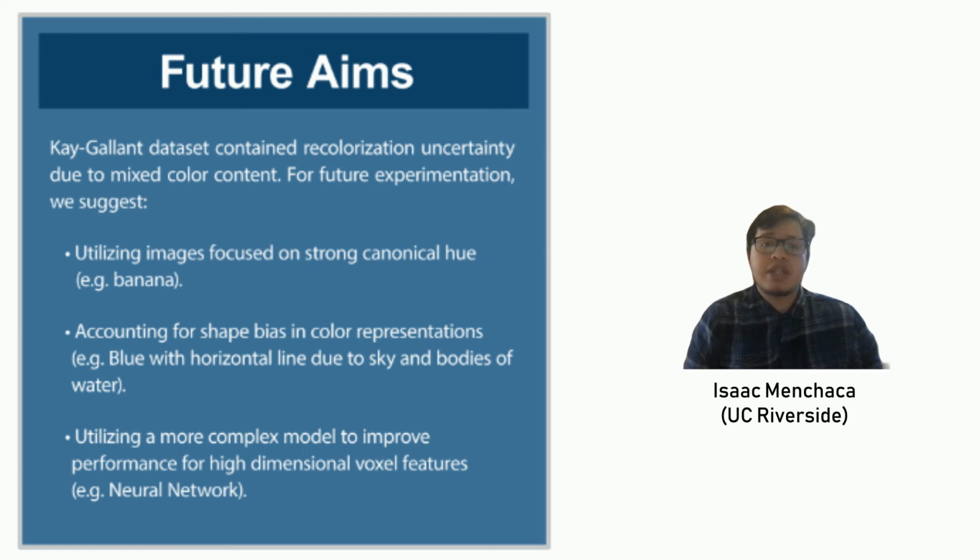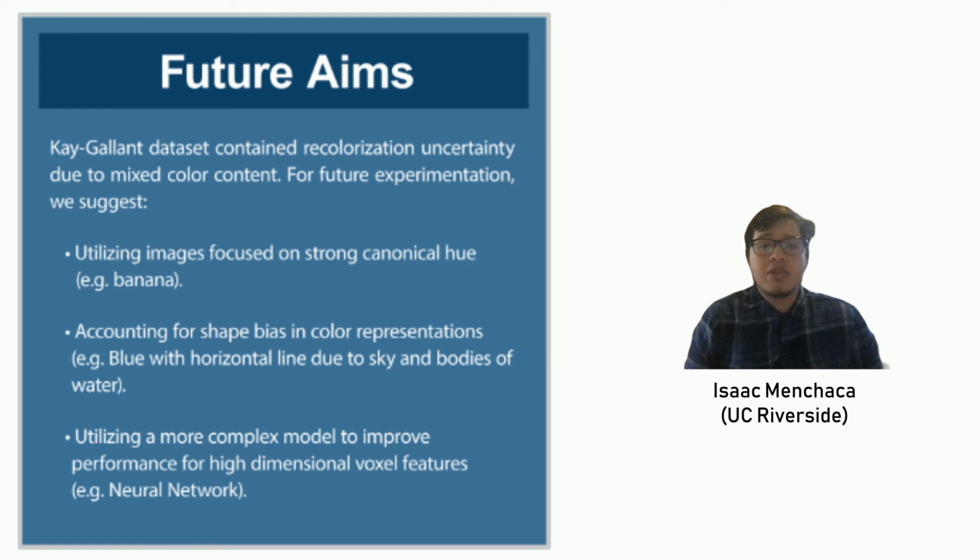The motivation behind this idea is to not only observe if we can distinguish shapes from the images, but to see if we're not creating shape bias in our color representations, such as observing horizontal lines with blue due to the sky or bodies of water, or green with vertical lines due to trees.